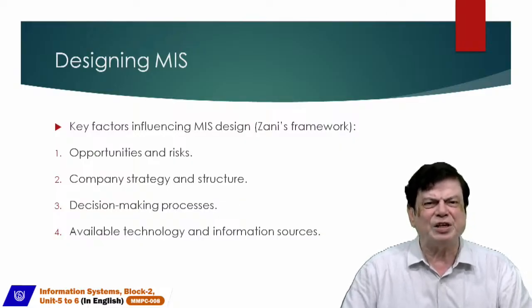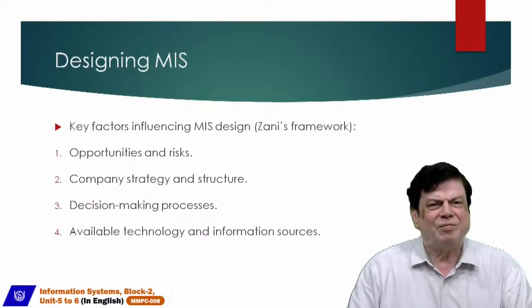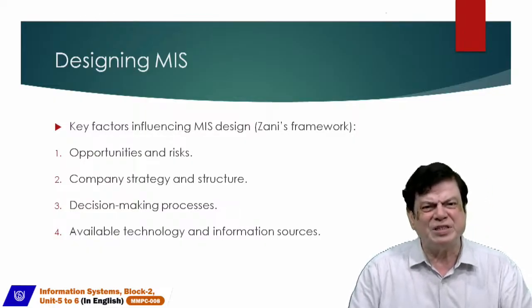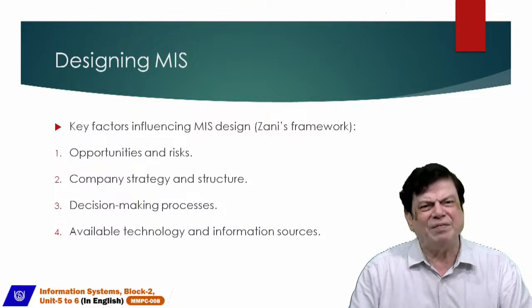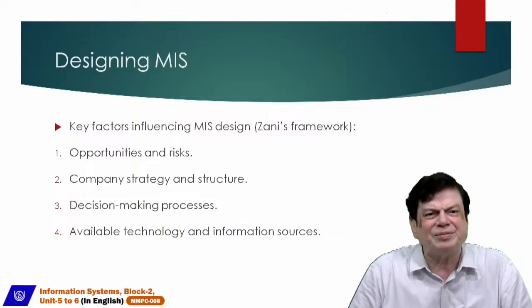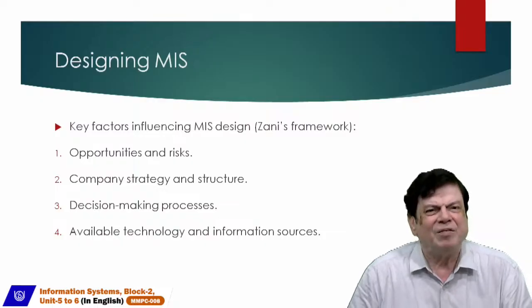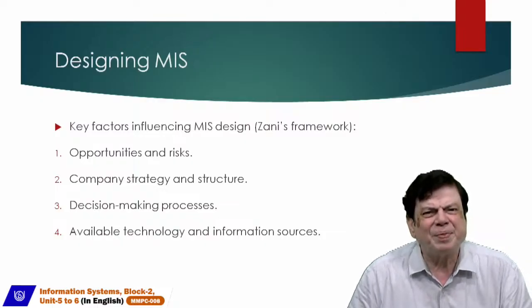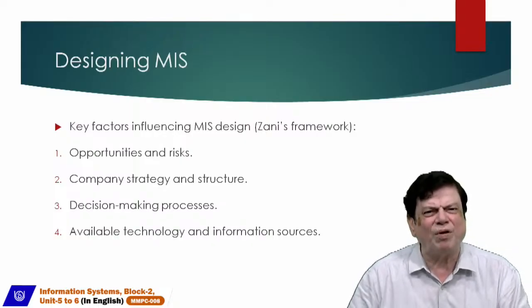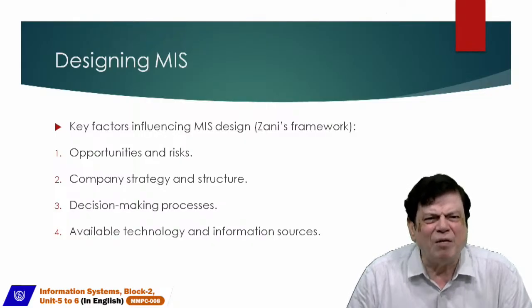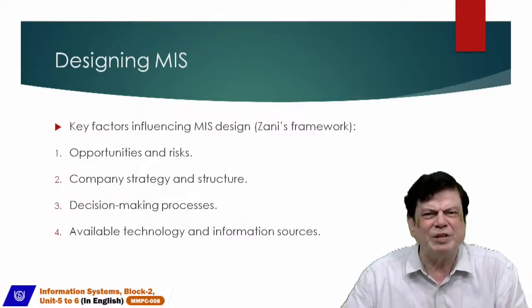So key factors influencing management information system design, it is given by Jani's framework. Number one factor is opportunities and risks. Number two factor is company strategy and structure. Number three factor is decision making process. Number four factor is available technology and information sources.